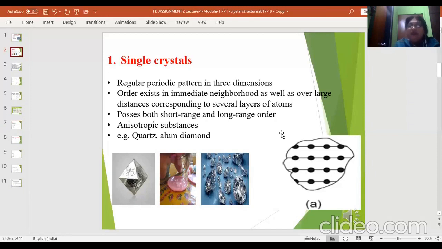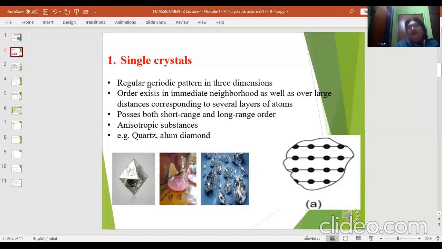If they were arranged in a haphazard or random manner, then I would have said that this is an isotropic substance, because you would have an average effect from x, y, z. But here it is not like this. Either all the atoms will be oriented along the x-axis, or the y-axis, or the z-axis. So they are anisotropic substances. And what are the examples? They are quartz, alum and diamond. So these are the examples of single crystals.